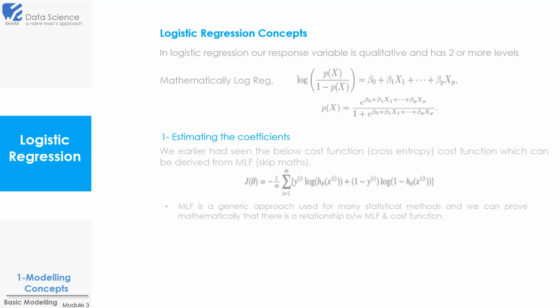So the cost function that we use for logistic regression is shown here on the screen. It is given by J(theta). Again, you don't have to remember this formula, just have a look at it and move on.